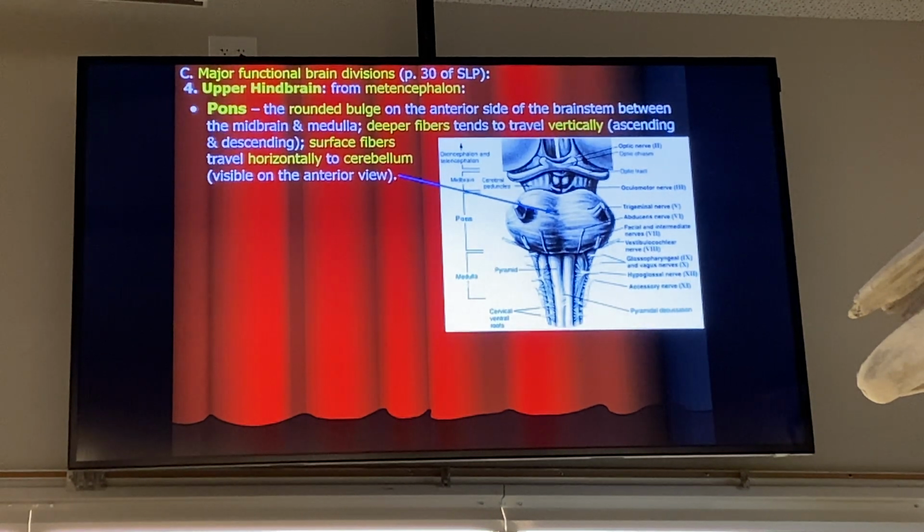The anterior fibers are going horizontal to the cerebellum. Since they're both metencephalon, that's why they're horizontal. Okay? That's what it says. Surface fibers are horizontal going to the cerebellum.